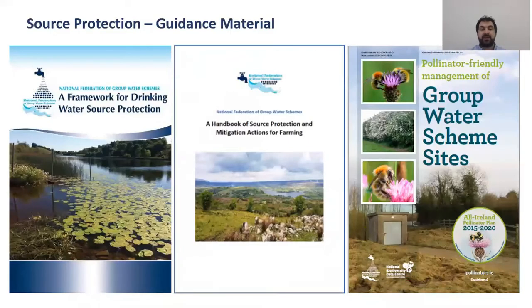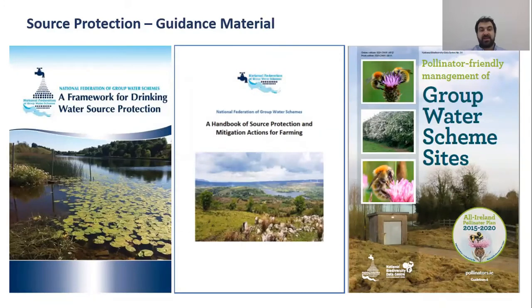And I suppose it's for this reason that last year the Federation, with the help of many others, developed a handbook on source protection and mitigation actions for farming. Now, this handbook doesn't set out to reinvent the wheel, so to speak, but what it does do is pull together a number of measures that have previously been published by other organisations such as Teagasc and the Department of Agriculture, and indeed implemented in some cases in group water schemes.